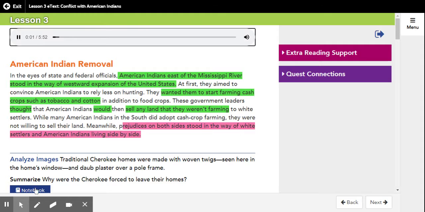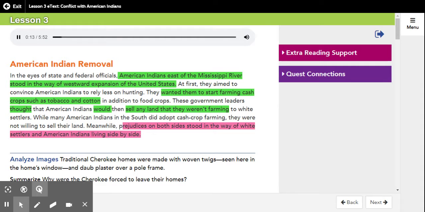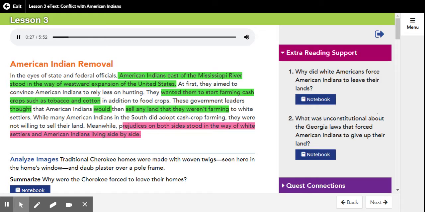American Indian removal. In the eyes of state and federal officials, American Indians east of the Mississippi River stood in the way of westward expansion of the United States. At first, they aimed to convince American Indians to rely less on hunting. They wanted them to start farming cash crops, such as tobacco and cotton, in addition to food crops. These government leaders thought that American Indians would sell any land that they weren't farming to white settlers.